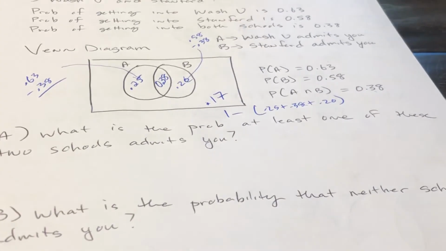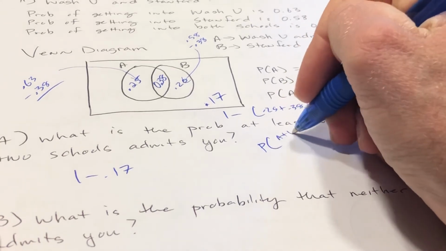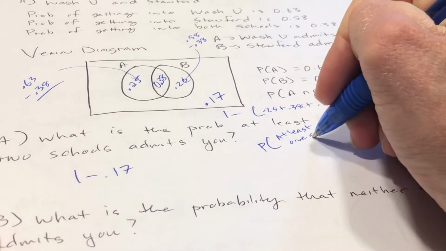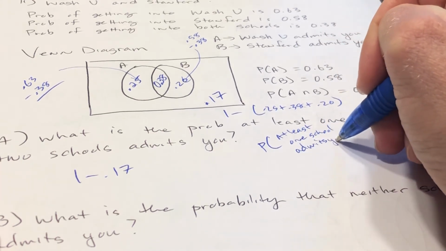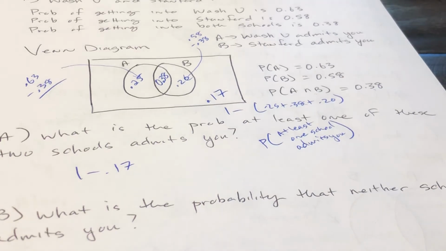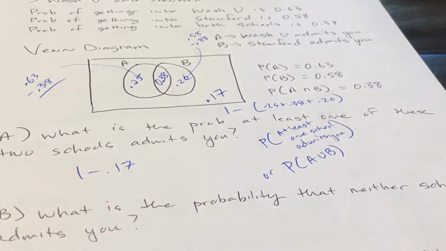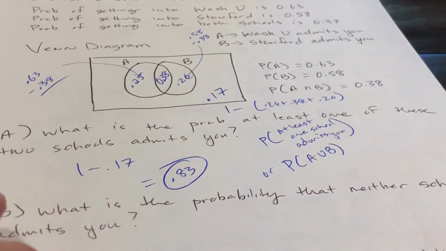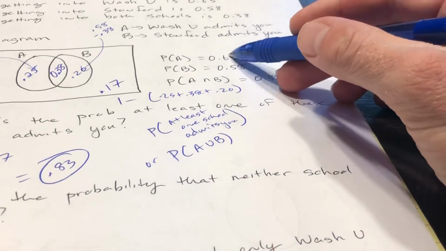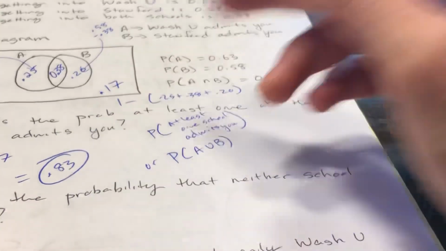What is the probability at least one of the schools admits you? Well, you can do it one of two ways. You can do 1 minus the probability that none let you in. So you're going to say probability at least one school admits you. All right. Or probability of A union B. It's 0.83. Probability of A union B is the probability of A plus the probability of B minus the intersection. If you do this plus this minus this, you get exactly 0.83.